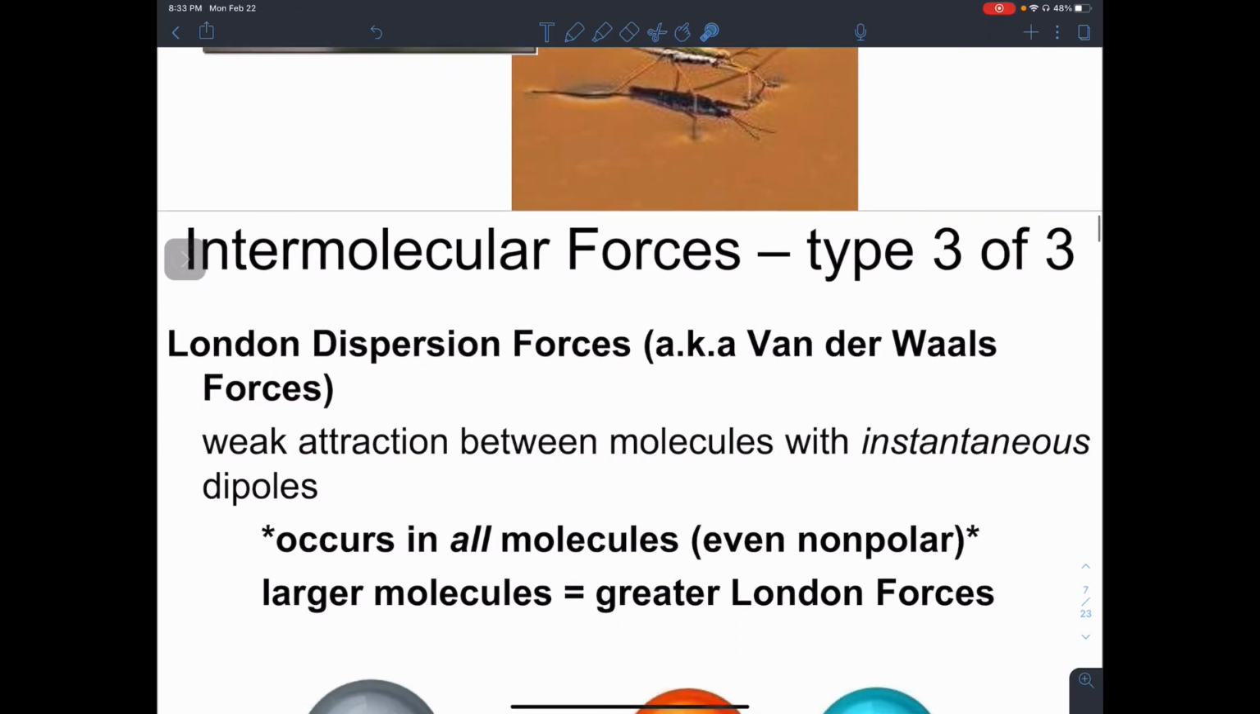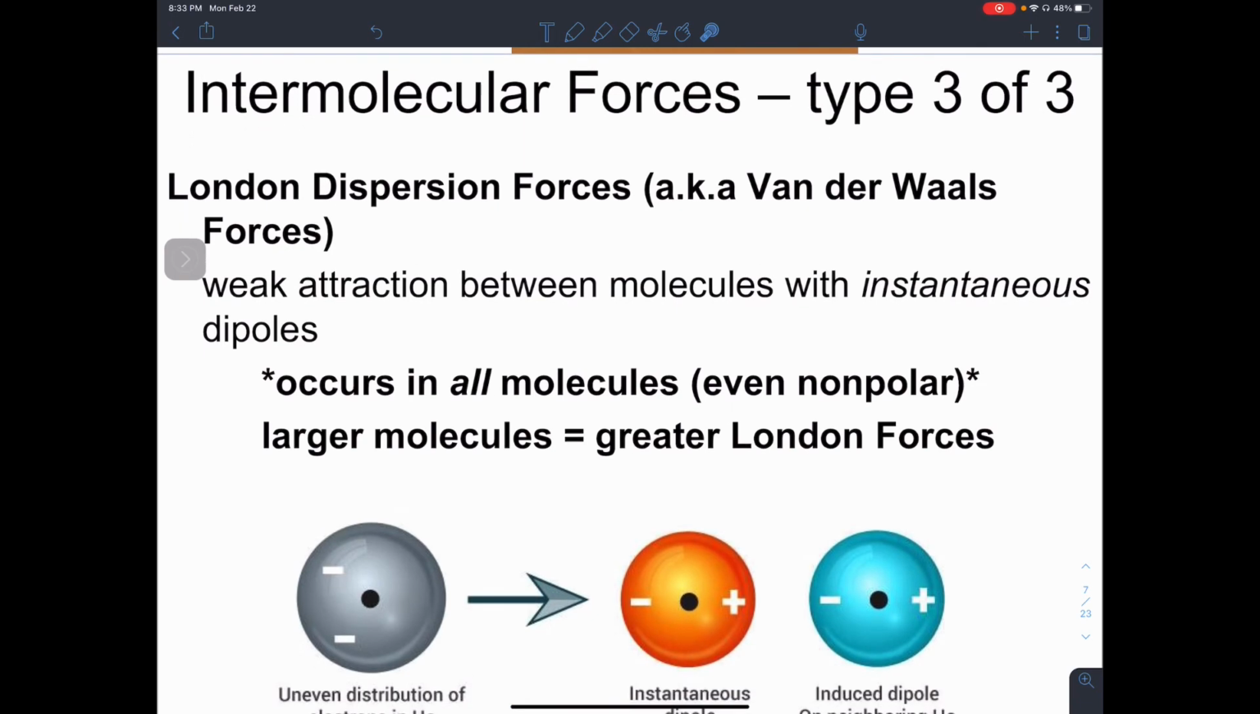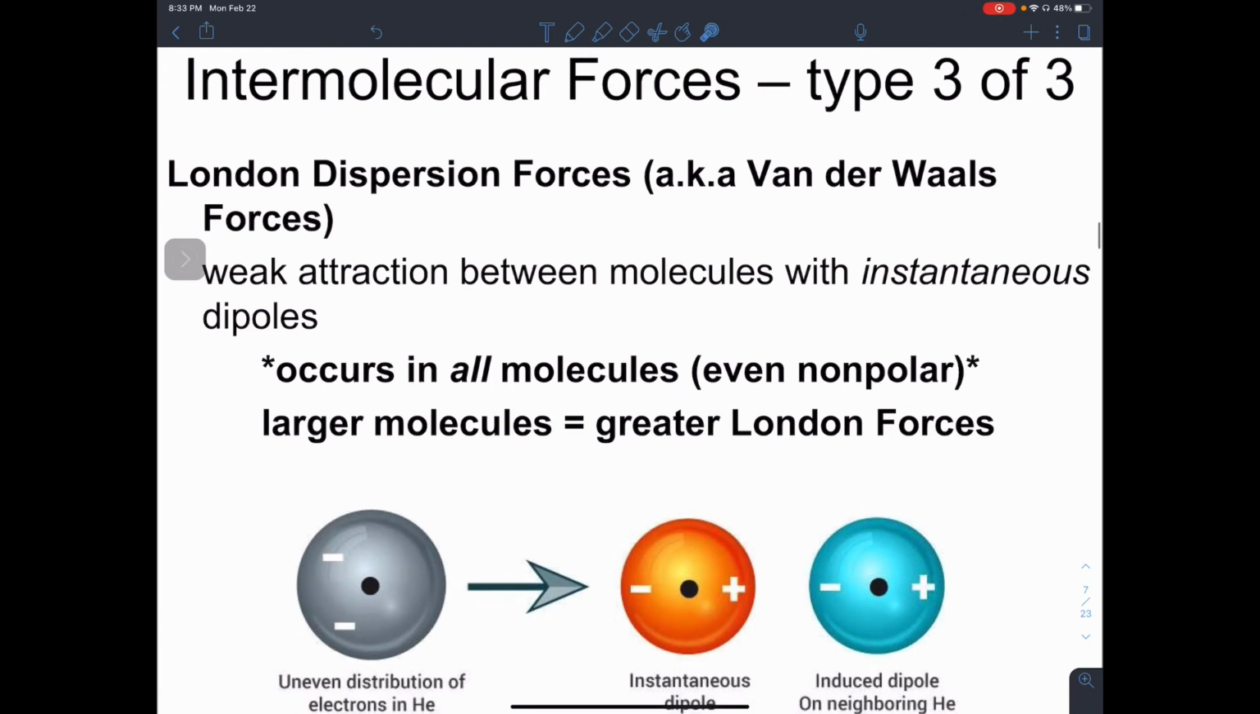The third and final intermolecular force that we must know is called London dispersion forces, also known as van der Waals forces. These are the weak attractions between molecules with instantaneous dipoles. What you're learning here is all molecules have some instantaneous dipoles, not a moment, less than a moment, an instant. This occurs in all molecules, whether they are polar or not, and particularly in larger molecules.